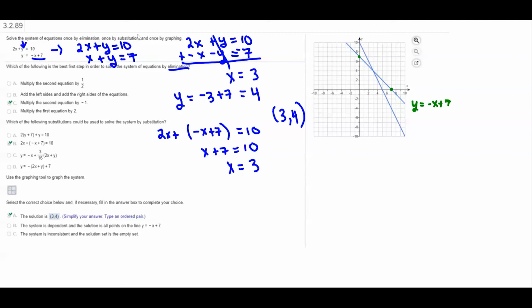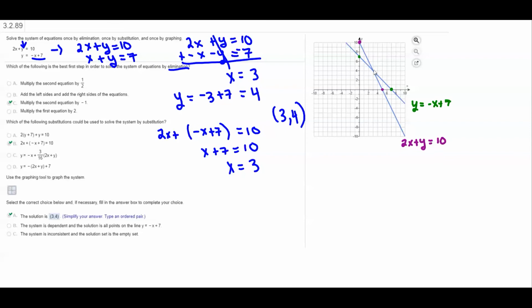And if I do the first equation, if I plug in 0 for x, I get y equals 10. So that's 0, 10 up here. And if I plug in 0 for y, divide both sides by 2, I get x equals 5. So that's this 5, 0 here. So this is 2x plus y equals 10.